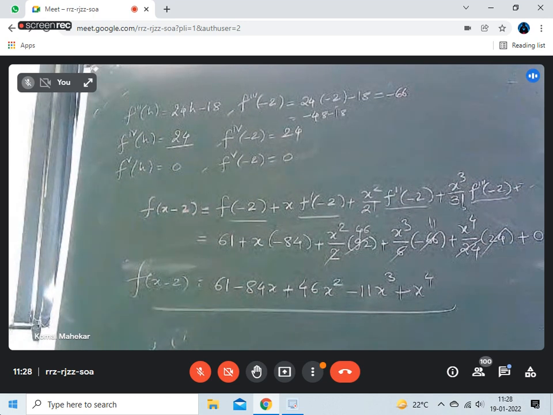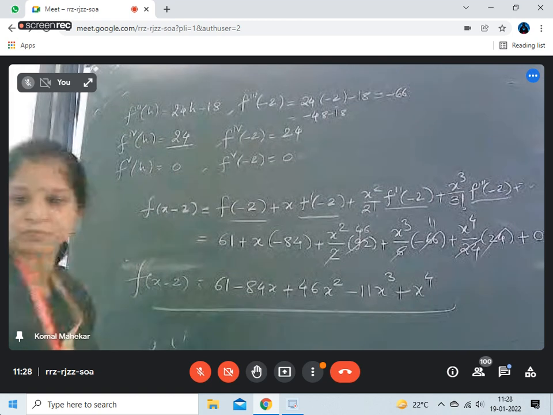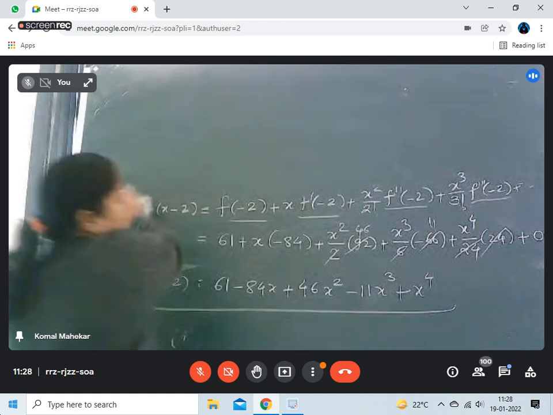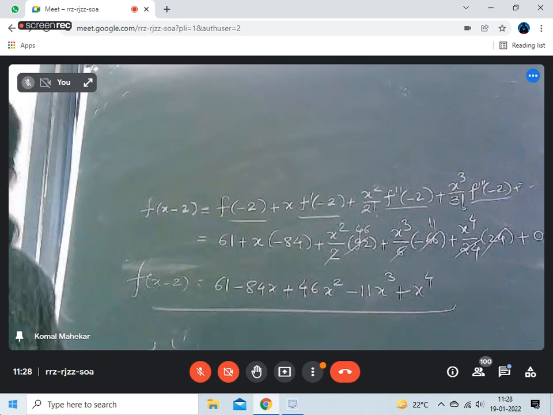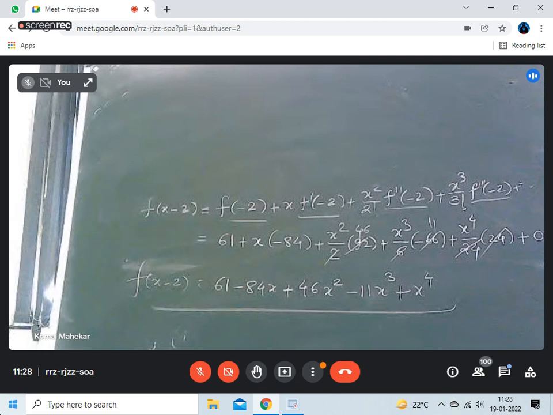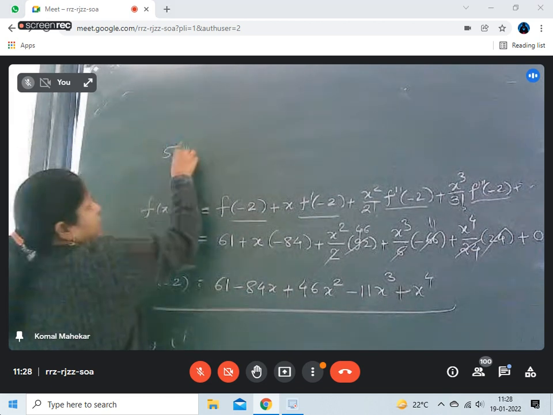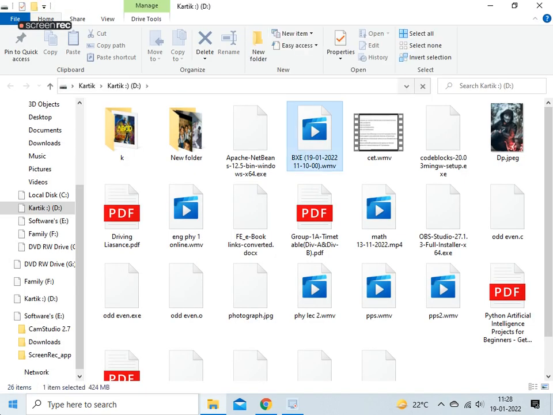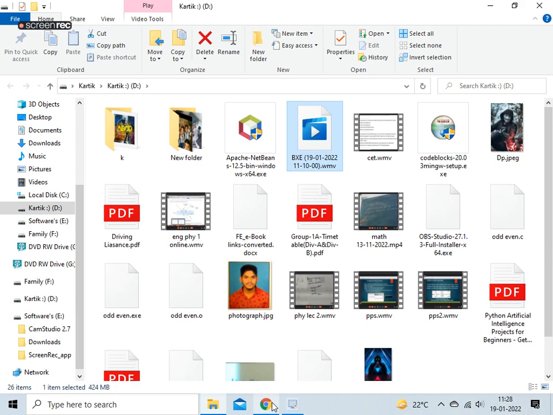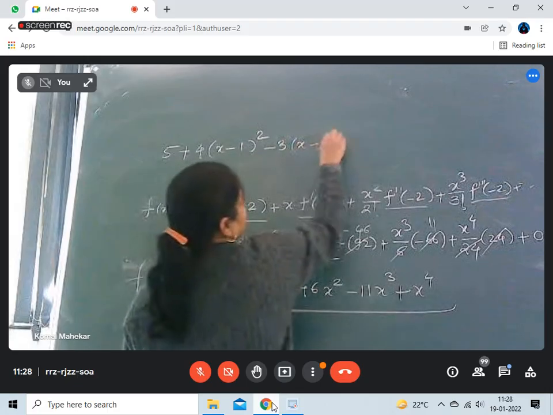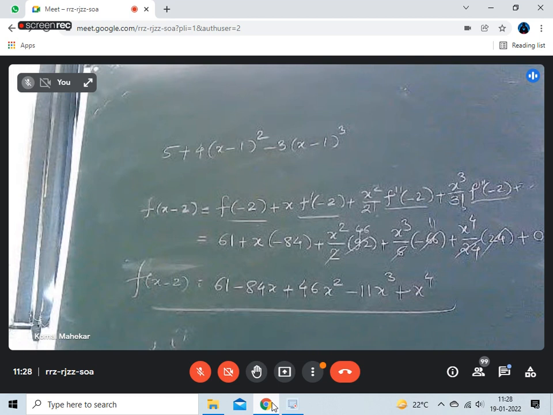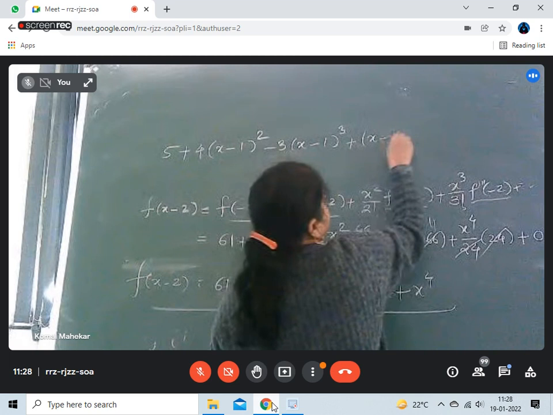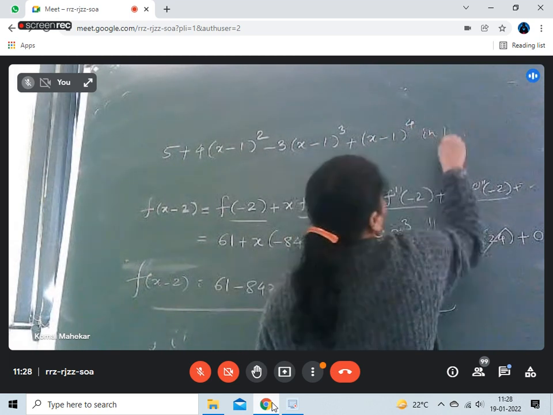Using the same procedure, solve the next example: 5 plus 4 into x minus 1 whole bracket square minus 3 into x minus 1 whole plus x minus 1 whole bracket raised to 4, in powers of x.